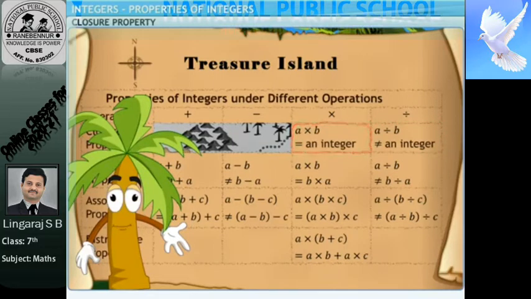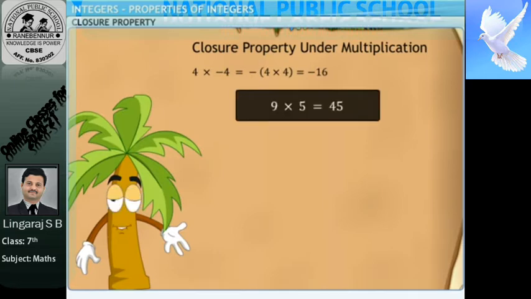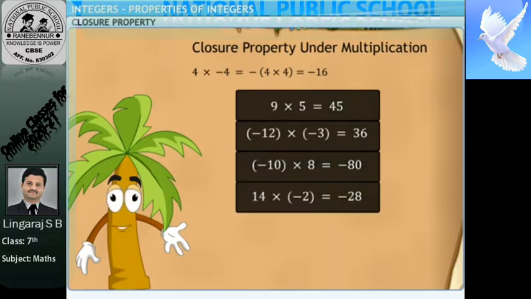Multiplication is simple. We just multiply integers as whole numbers and place the sign before the result. Remember, the sign in the product depends upon the sign of the integers being multiplied. The product of 4 and -4 is -16. That's an integer too. So we have proved that integers are closed under multiplication. So it means for any two integers a and b, a into b is also an integer.